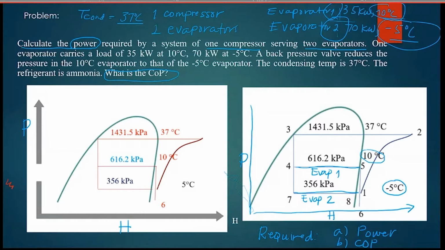Now, the other given is the condenser. The condenser is 37 degrees, a much higher temperature compared to the evaporator. So this is our condenser. We have evaporators because there are two, and we have the condenser. What about the other two major parts?